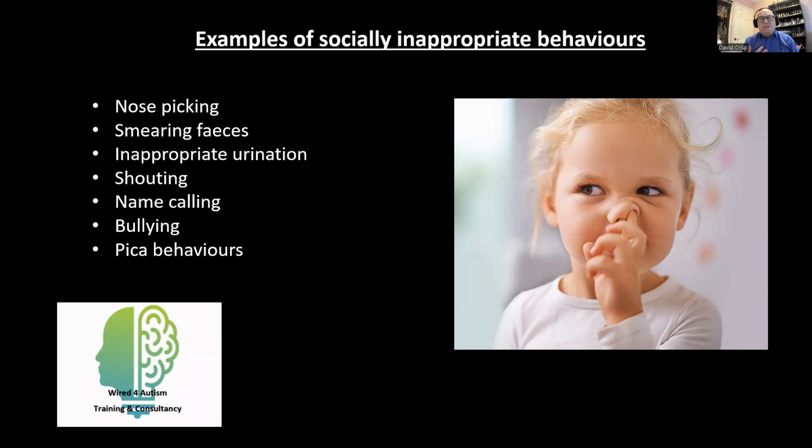Shouting, again, shouting out loud. Again, some autistic people also have Tourette's, which causes them to have tics and outbursts as well. Name calling, not always being aware that what you're calling somebody is inappropriate. Bullying type behaviors. Pica behaviors. Pica behaviors are things like eating, putting in their mouths inedible objects.